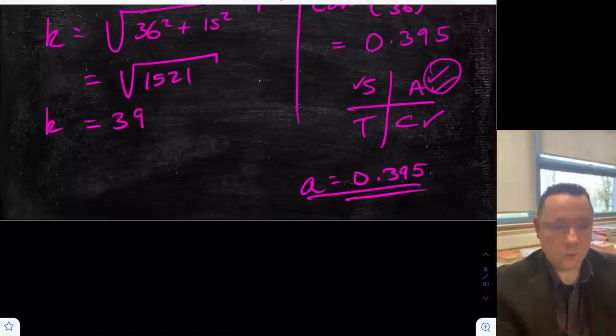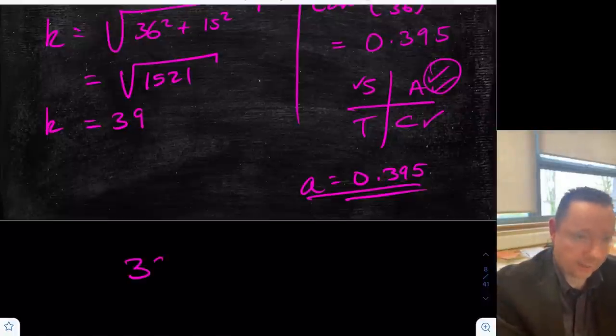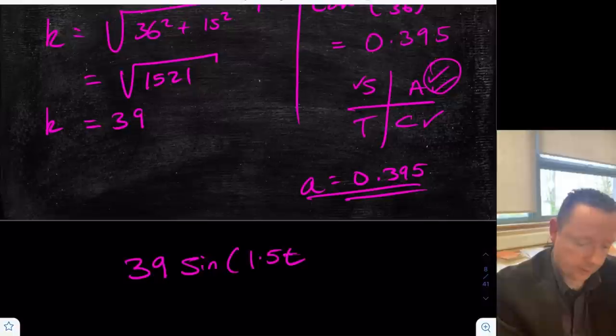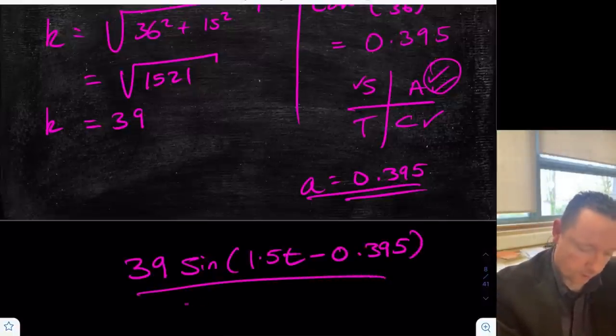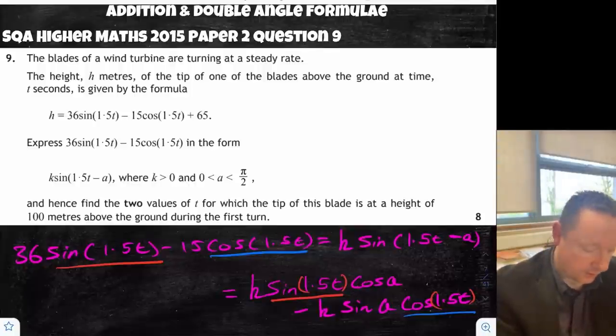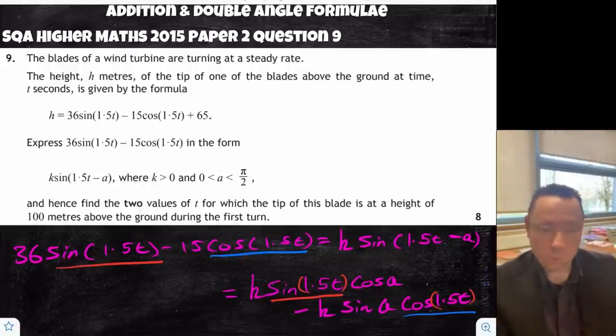0.395. And therefore, to answer our question, we get 39 sine 1.5t minus 0.395. And we're done there. So to follow on this question, it then says, and hence find the two values of t for which the tip of the blade is at a height of 100 metres above the ground during the first turn. So we've just expressed this in this form, but then you've got plus 65 on the end. So we can just write that again, plus 65, and that's going to equal 100.